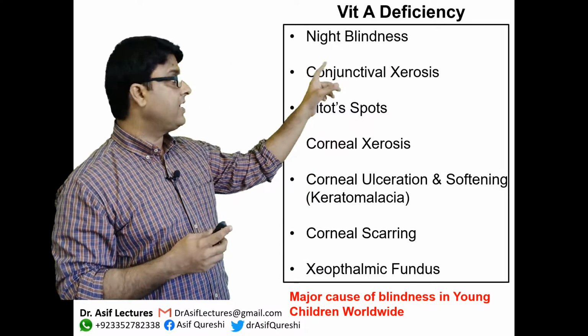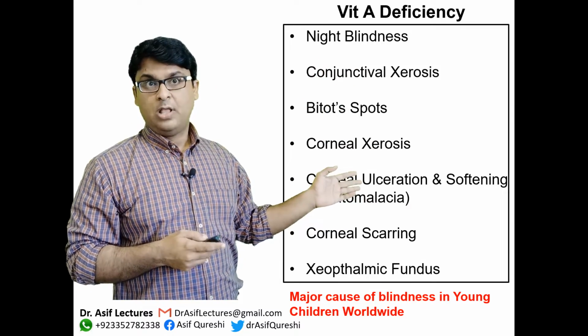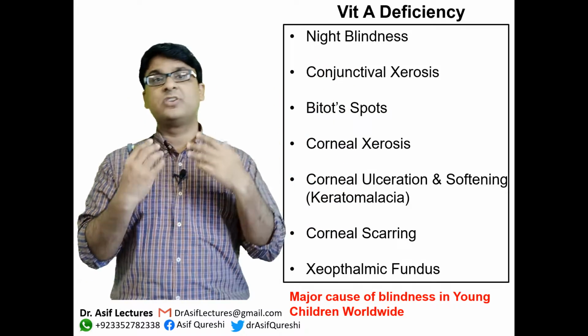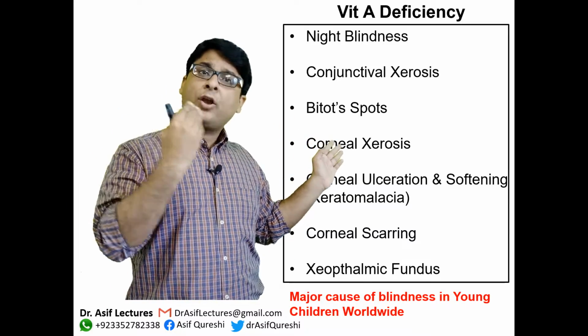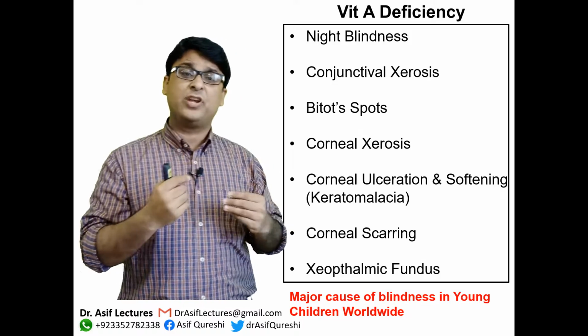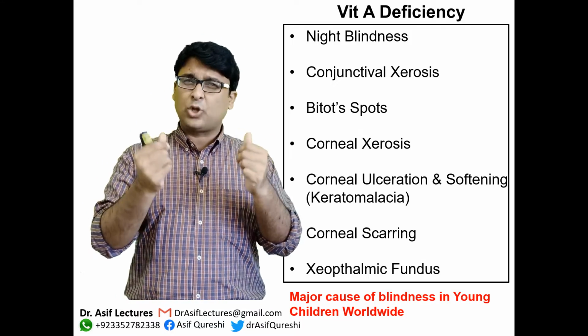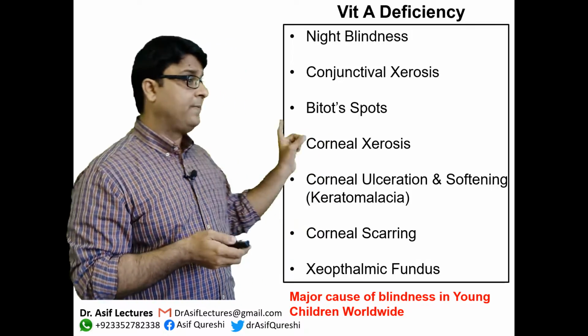Okay, so night blindness, and then a series of problems start, which includes conjunctival xerosis, where there is drying of the conjunctiva, Bitot's spots appear in the eye, corneal dryness and corneal ulcers and corneal inflammation, and the cornea becomes brittle and soft and inflamed, and this condition is known as keratomalacia.